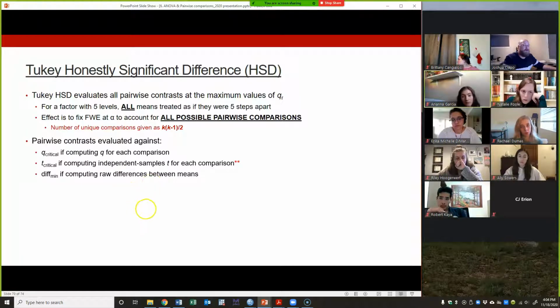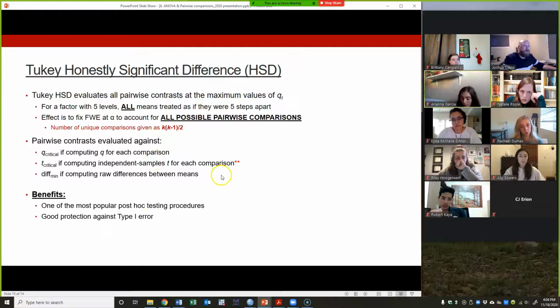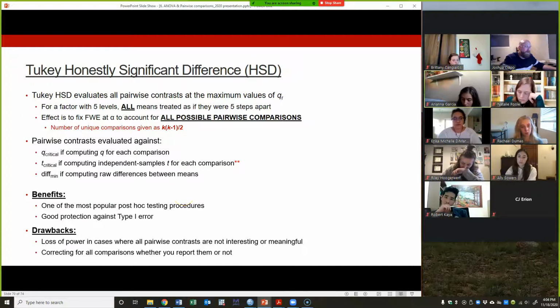All right, so benefits of Tukey: it's one of our most popular post hoc tests, with good protection of type 1 error. Drawbacks: let's say you've got a one-way ANOVA with 4 different groups, but really there are only 2 comparisons that are actually interesting and conceptually meaningful to you. The drawback of Tukey is that with 4 groups, you're going to control for 6 comparisons. That's going to make your test much more stringent than it needs to be if you're only interested in 2 of those.